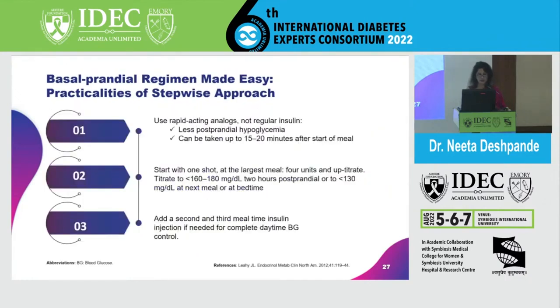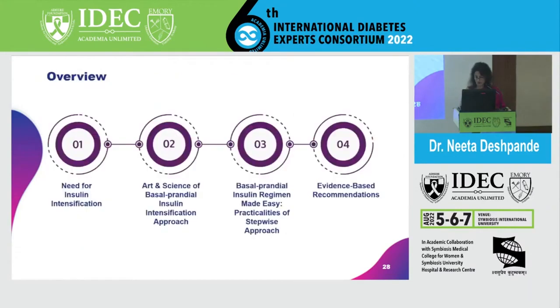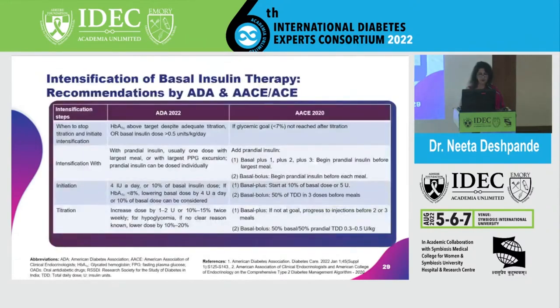So this is the stepwise approach, very, very easy. Step 1, step 2, step 3. So you use rapid acting analogs and not regular insulin, so you have less postprandial hyperglycemia. It can be taken up to 15 to 20 minutes even after the start of the meal. Start with 1 shot at the largest meal, keep checking, and then you could add a second and a third. So there is enough evidence now for all that.